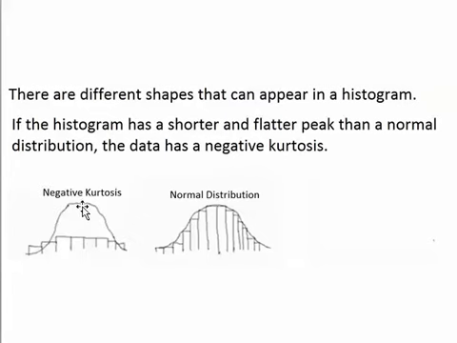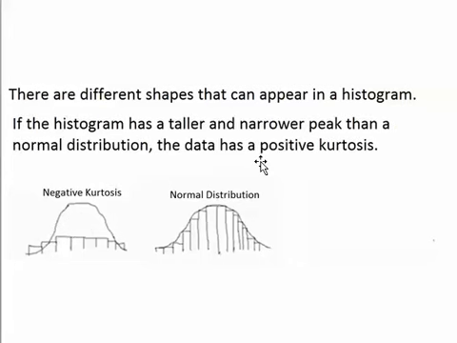If the data has a shorter and flatter peak than a normal distribution, meaning it's flattened out more like a pancake, it's a negative kurtosis. If it has a taller and narrower peak than a normal distribution, it's called a positive kurtosis.